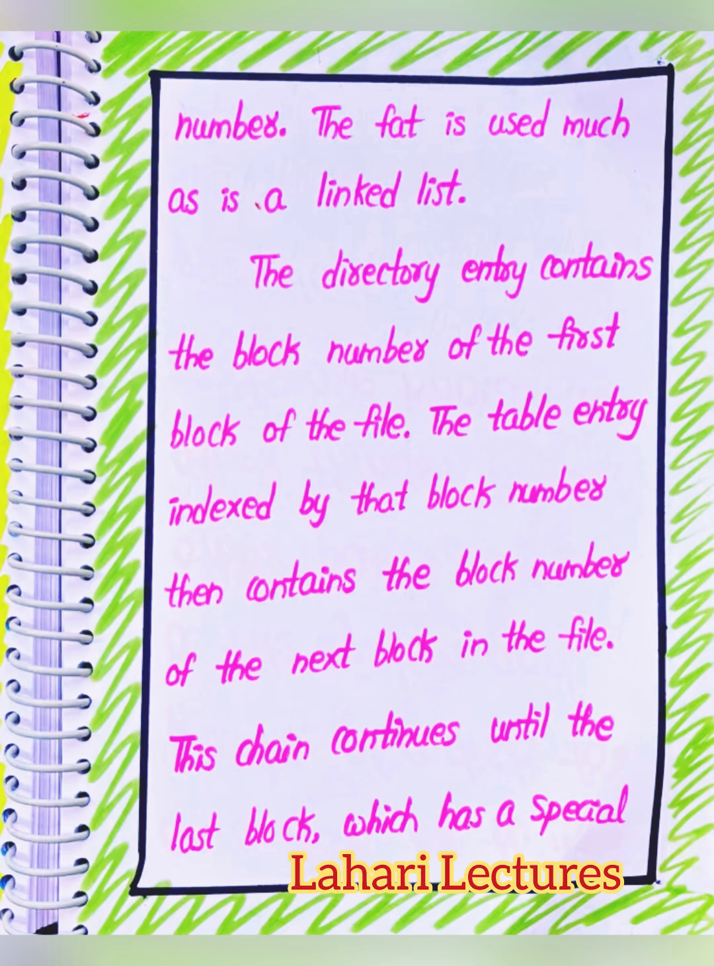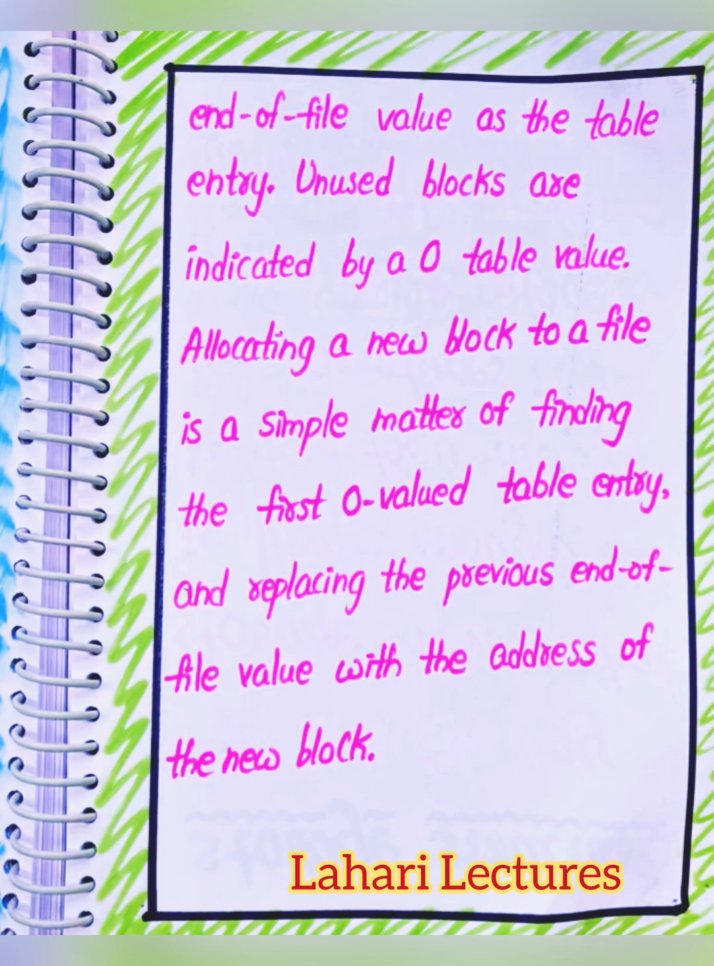The directory entry contains the block number of the first block of the file. The table entry indexed by that block number then contains the block number of the next block in the file. This chain continues until the last block, which has a special end of file value as the table entry. Unused blocks are indicated by a 0 table value.